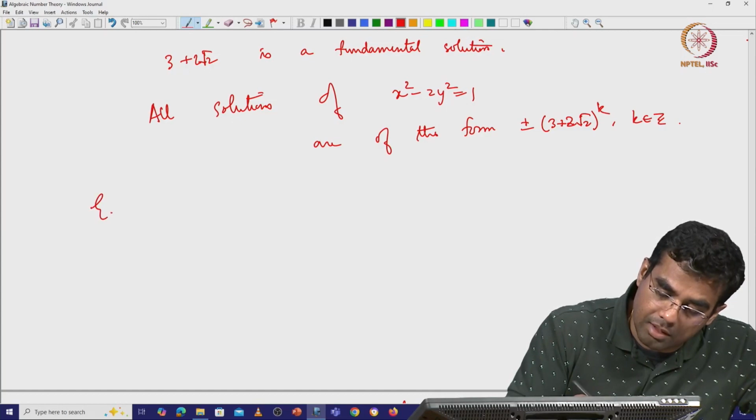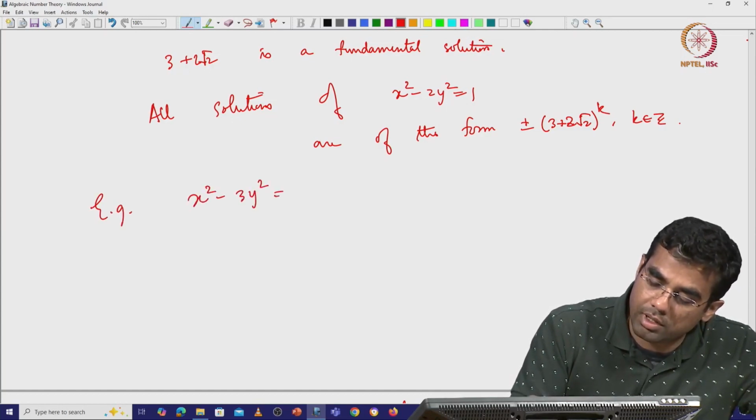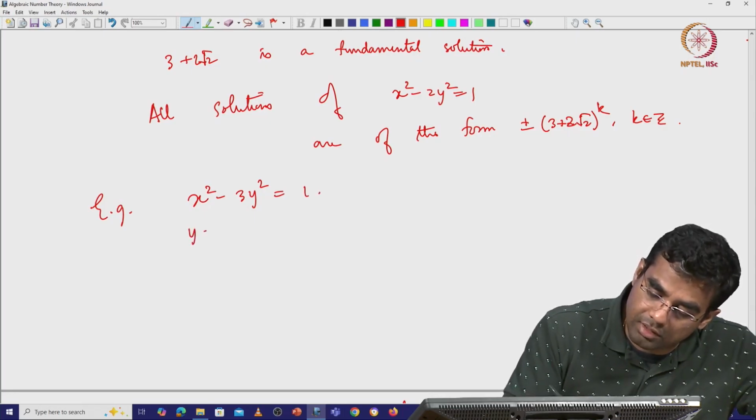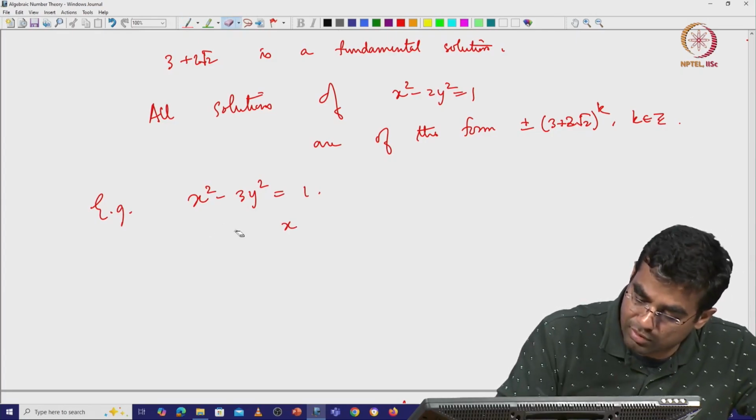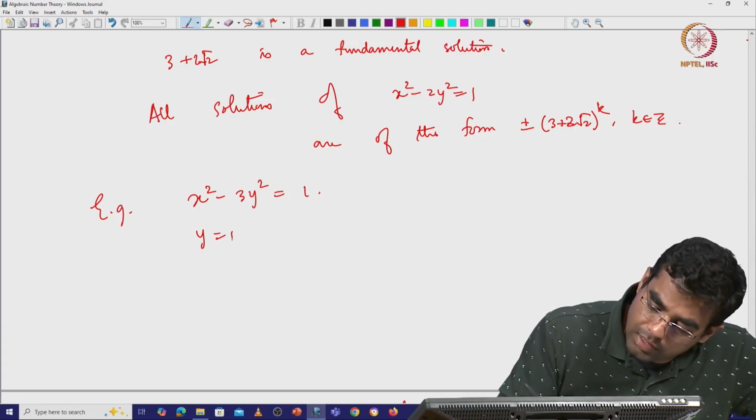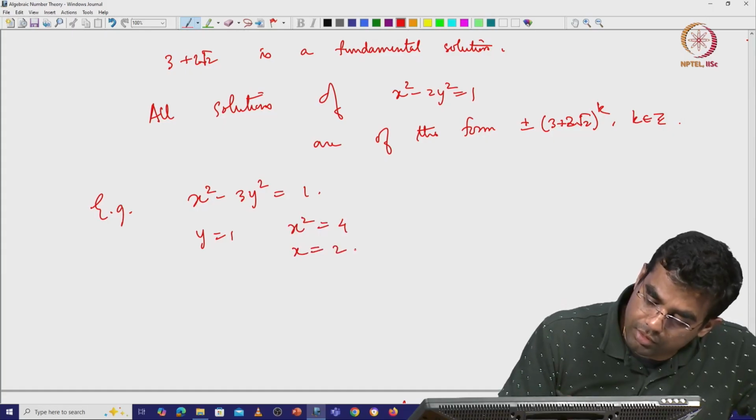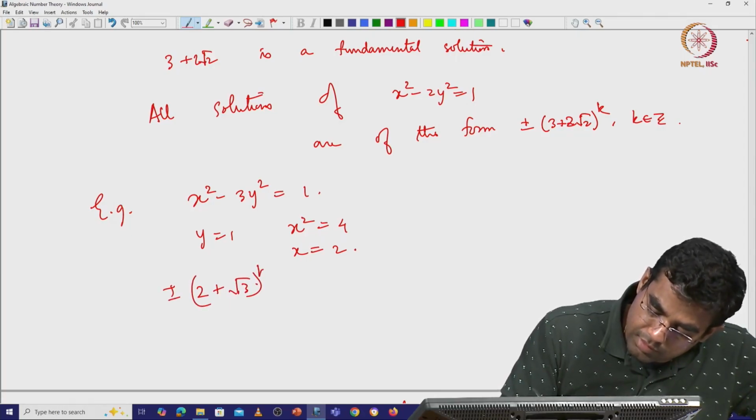Another example is x square minus 3y square equal to 1. Of course, y equal to 0 always gives the trivial solution. You try y equal to 1, you get x square equal to 4, and so x is equal to 2, and you get 2 plus square root of 3, and these are all the solutions.